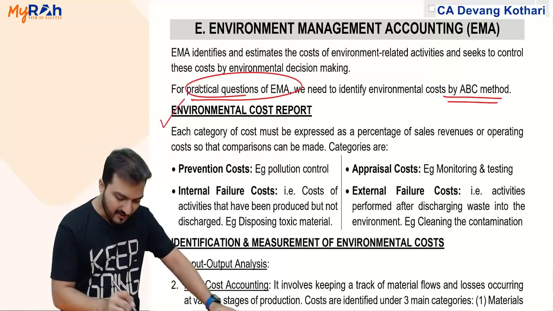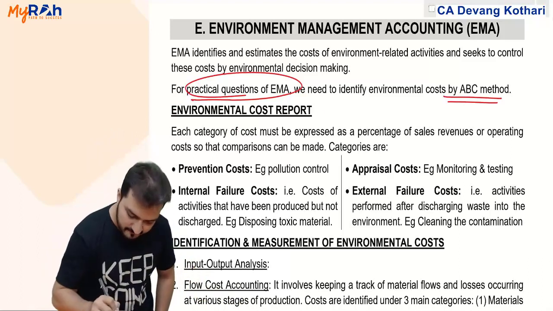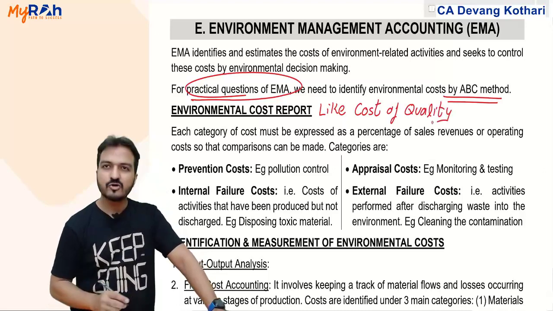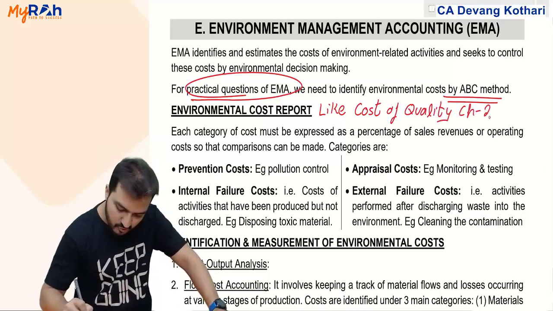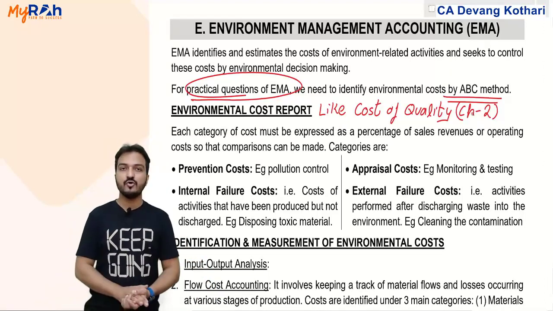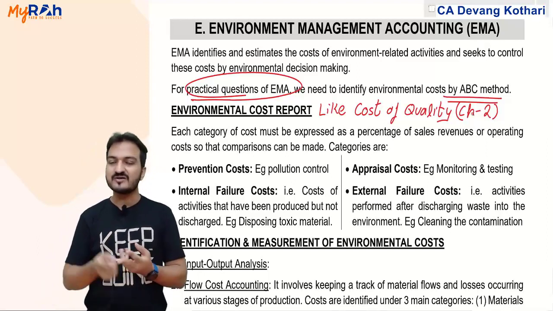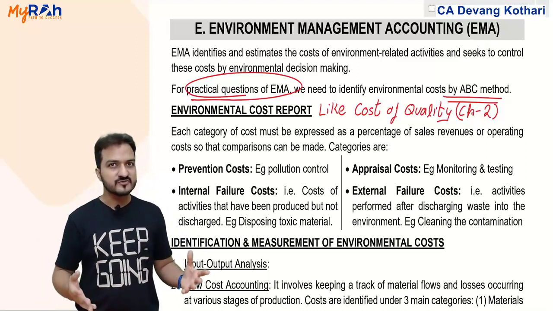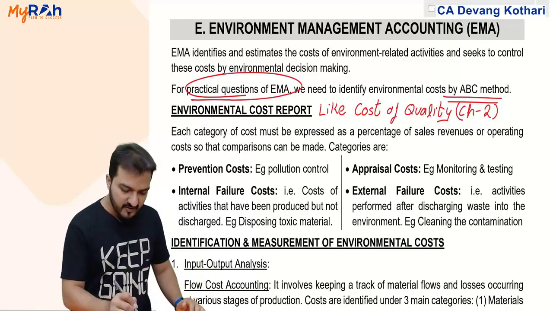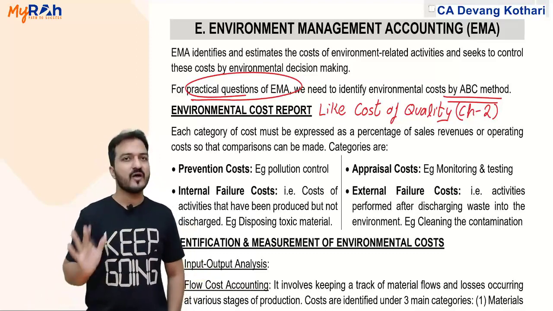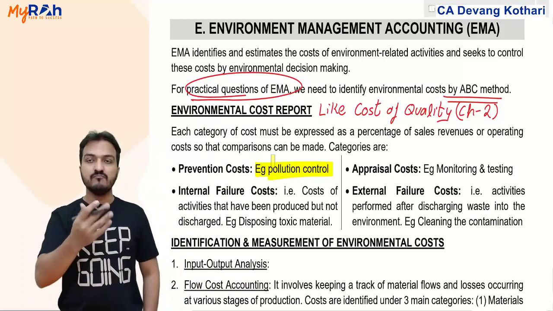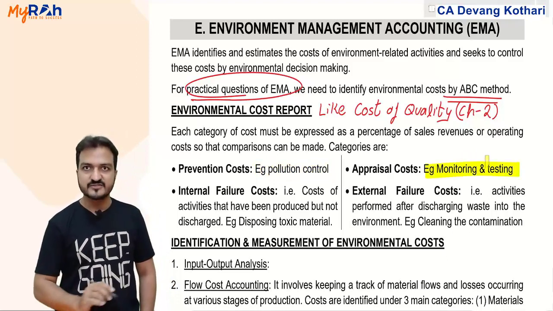Okay. The environment cost report is just like your topic about cost of quality, which you did in chapter number 2. Remember, in cost of quality you would identify prevention cost, appraisal cost and failure cost. Similarly, over here you identify environmental prevention cost. Environmental prevention cost means the cost incurred to prevent environmental damage, like pollution control cost. Appraisal cost means the cost to check and monitor the environmental damage, monitoring and testing cost.